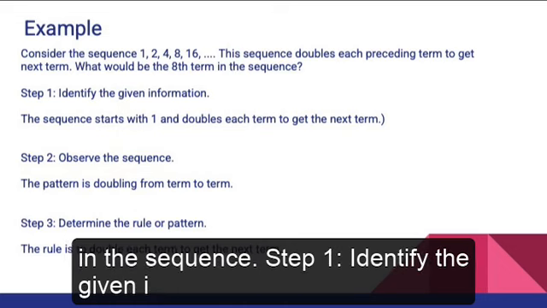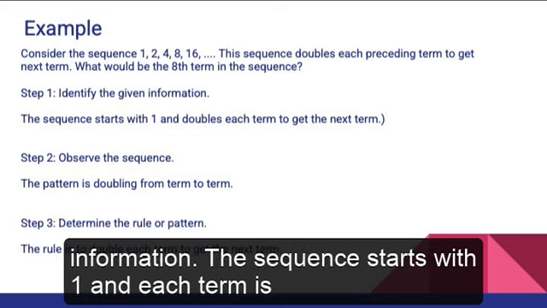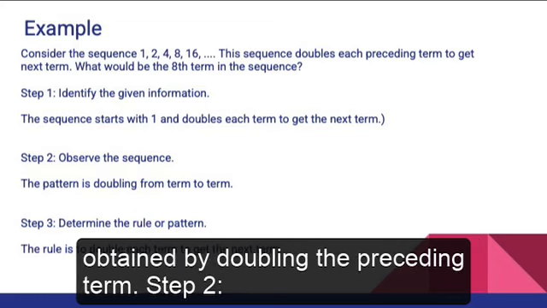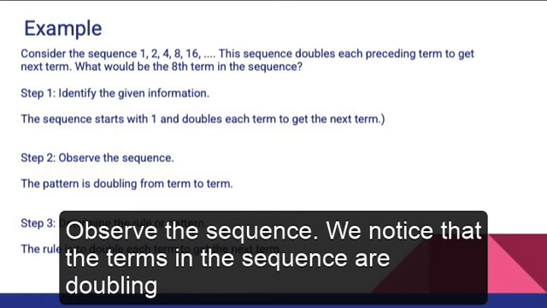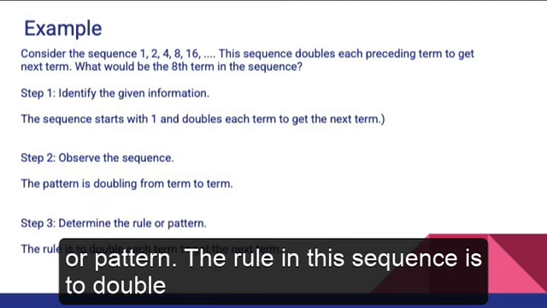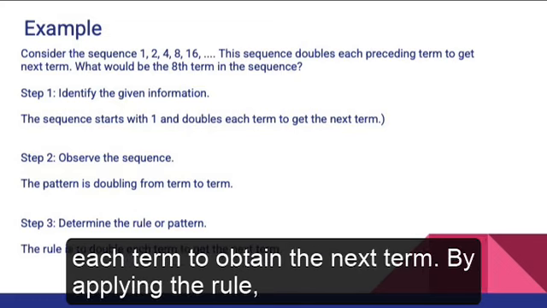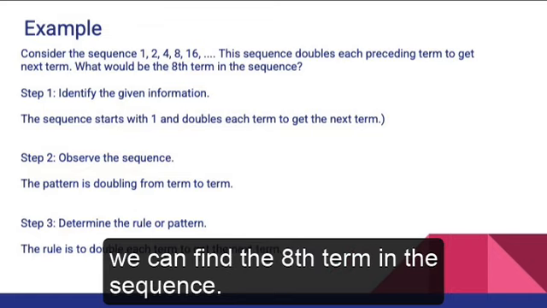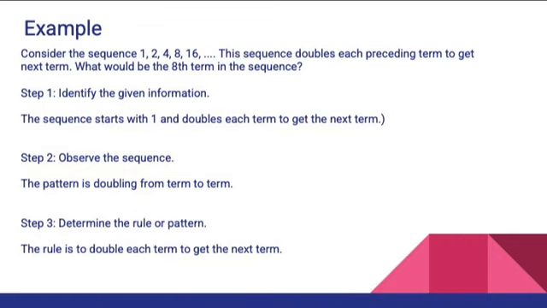Step 1. Identify the given information. The sequence starts with 1 and each term is obtained by doubling the preceding term. Step 2. Observe the sequence. We notice that the terms in the sequence are doubling from term to term. Step 3. Determine the rule or pattern. The rule in this sequence is to double each term to obtain the next term. By applying the rule, we can find the 8th term in the sequence.